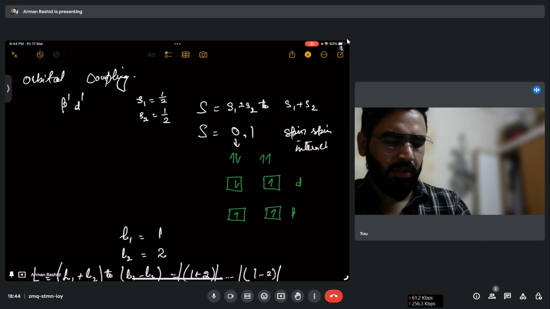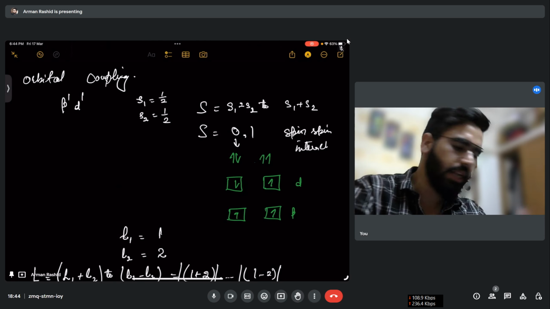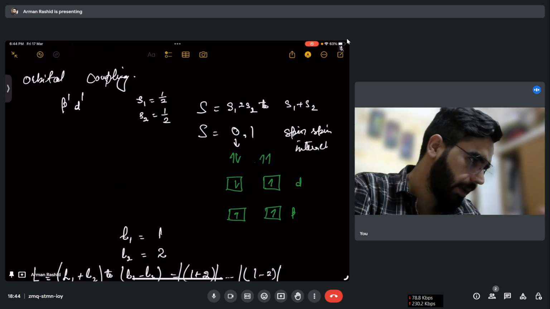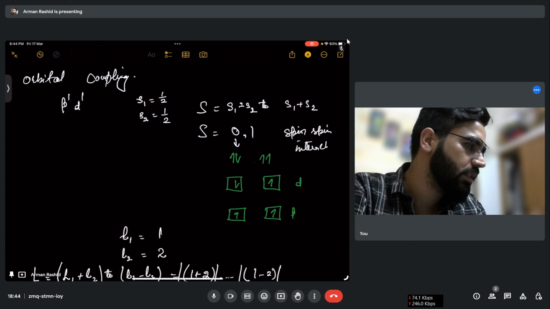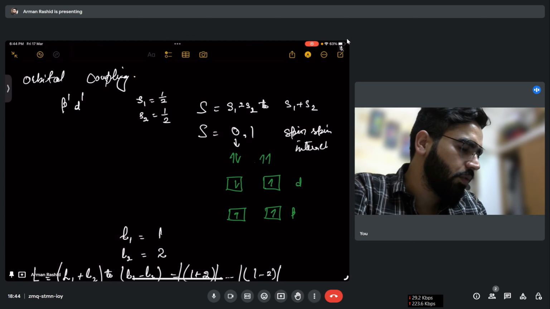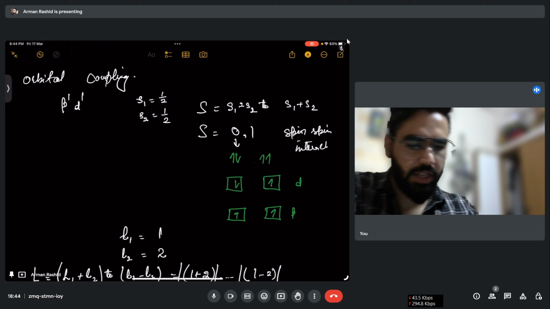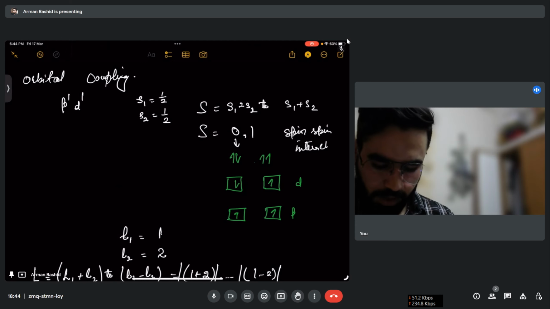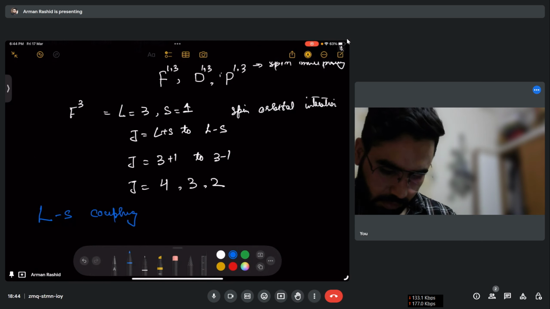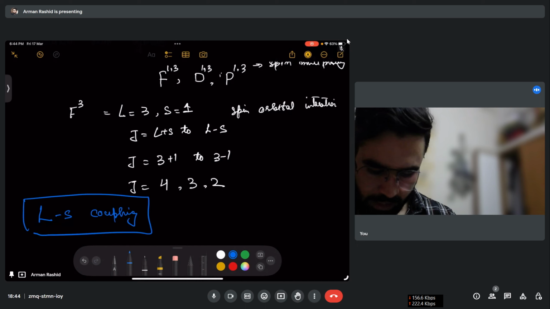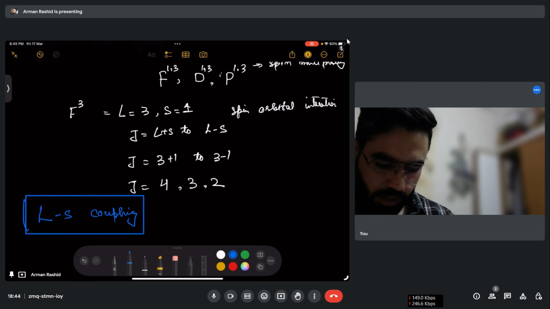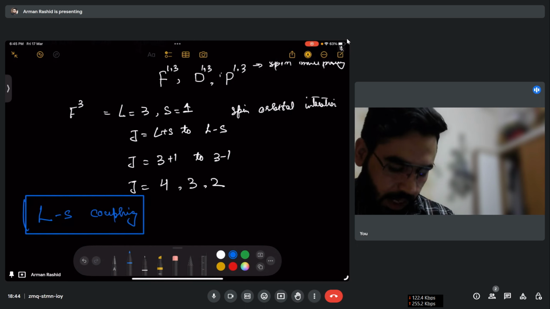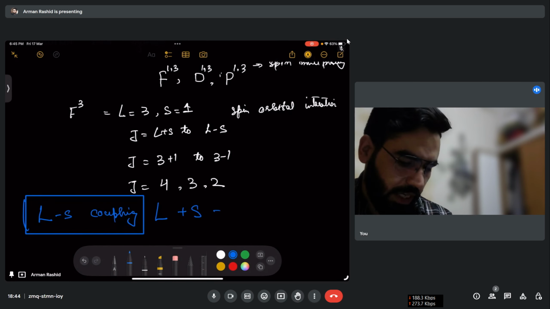Okay, so this type of coupling is called LS coupling. First we did the total L, then total S. There are two main types that you should know. The one that we have followed is called LS coupling. In LS coupling we calculate first L, then S, then we add them together to get J.